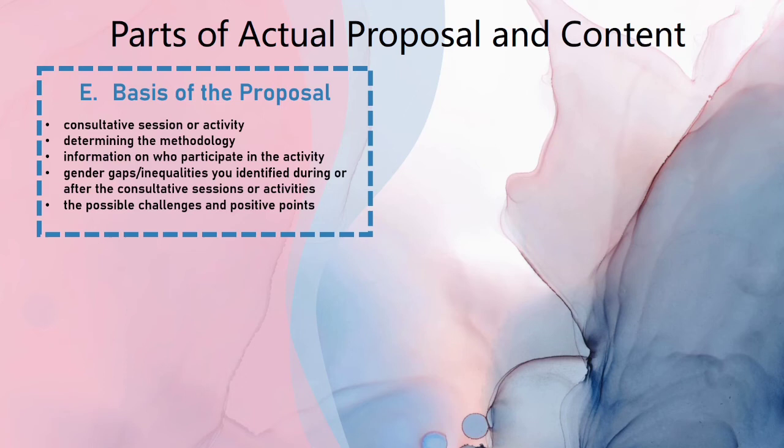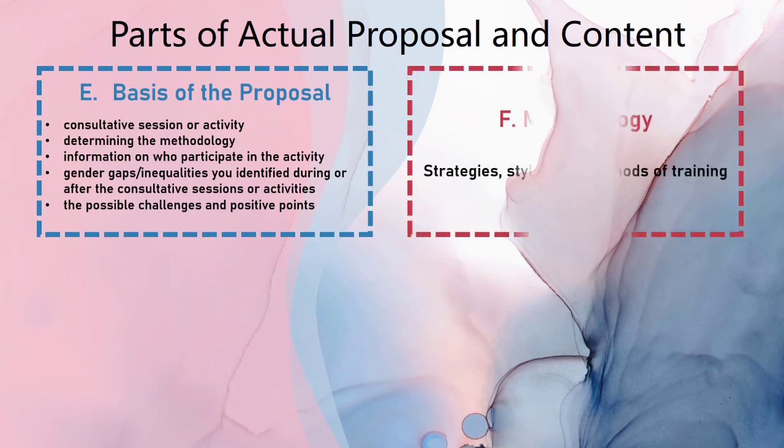Next, letter F is methodology. These are the strategies, styles, and methods of training to be used. The methods must match the problems and issues identified, as well as the objectives you stated. For example, the strategies are seminar, training, symposium, workshop, focus group discussion, consultative session, research or survey, film showing, alternative classes, distribution of printed IECs, dialogue, submission of position or concept papers for policy recommendations, assemblies, or roadshows. Those are the examples of strategies.